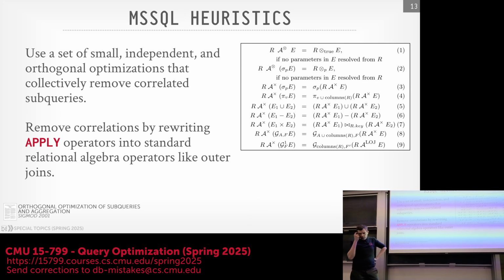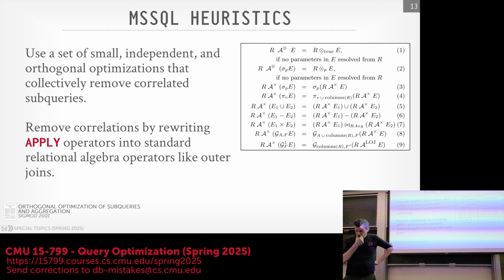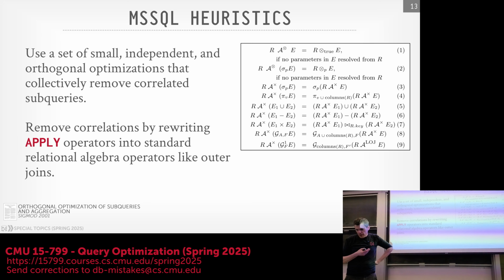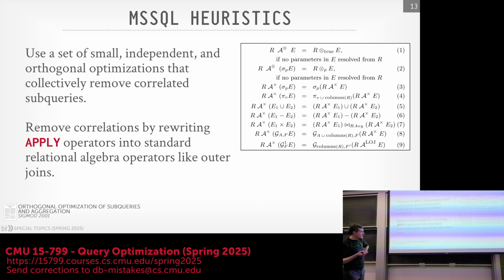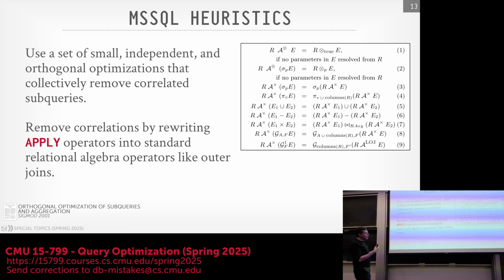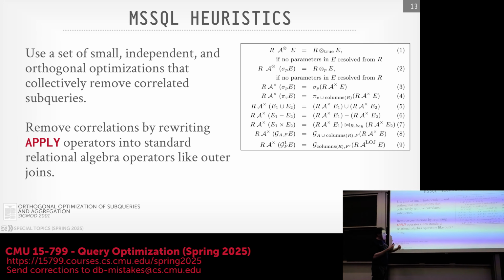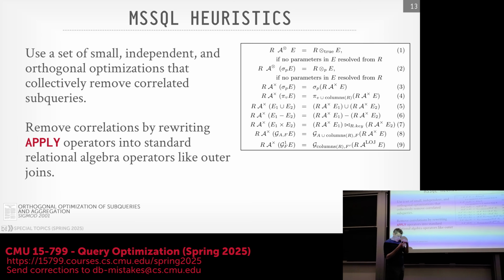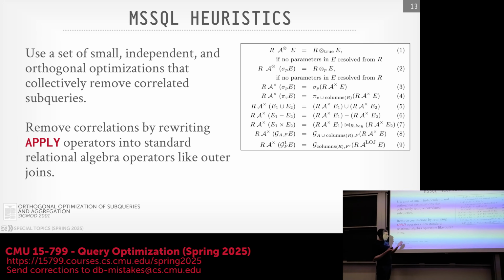I don't want to go too much into what Microsoft does. We'll see this a little bit later on when we talk about UDFs. But of all the systems that are using heuristics, they're probably the most sophisticated, and they have several papers on this technique. Basically, they have a bunch of rules that you can apply that are orthogonal to each other, independent. It's like the transformation rules we saw before, where if I can rewrite an outer join to an inner join, that unlocks a bunch of additional transformations. It's the same idea for what they try to do.